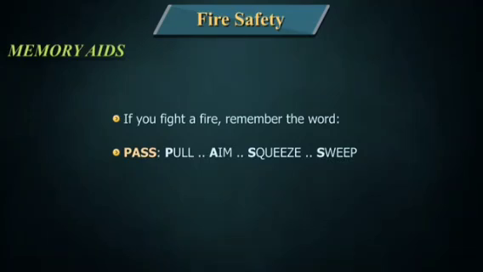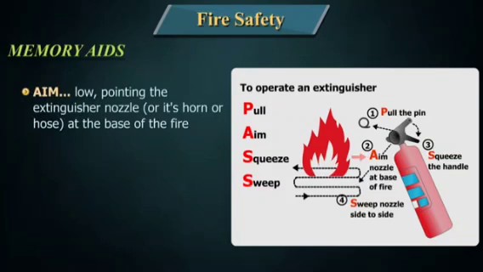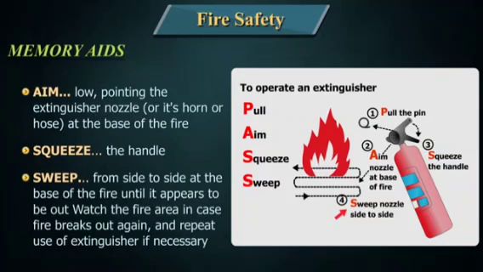PASS, that is pull, aim, squeeze, sweep. Pull the pin. Some extinguishers require releasing a locking latch, pressing a puncture lever or other motion. Aim low, pointing the extinguisher nozzle or its horn or hose at the base of the fire. Squeeze the handle. This releases the extinguishing agent. Sweep from side to side at the base of the fire until it appears to be out. Watch the fire area.